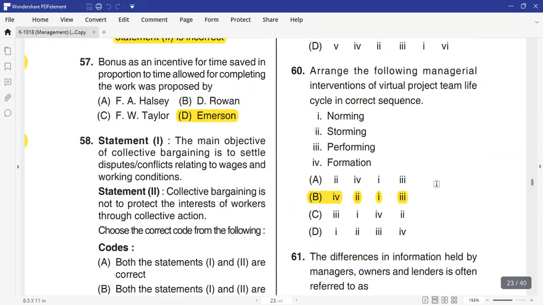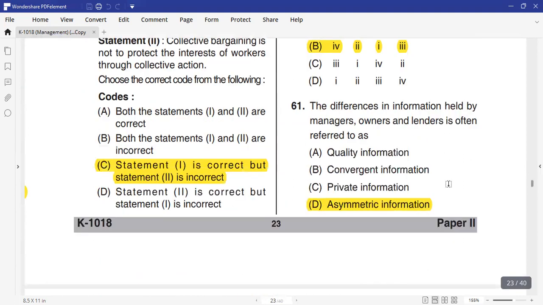Then the 60th question: arrange the following managerial interventions of the virtual project team life cycle in the correct sequence. You have four options: norming, storming, performing, and forming. Which is the correct option? It starts with forming, then storming, then norming, then performing. Therefore the correct option is B. For the 61st question, a difference in information held by managers, owners, and lenders is often referred to as asymmetric information. So the correct option for the 61st question is D.